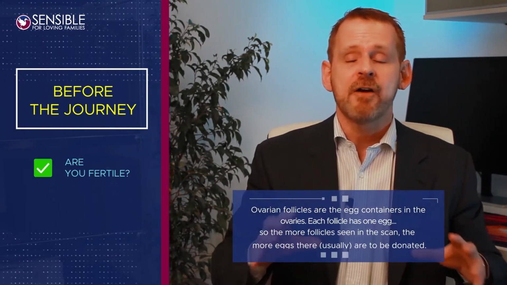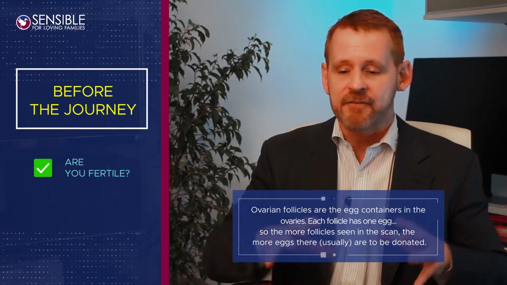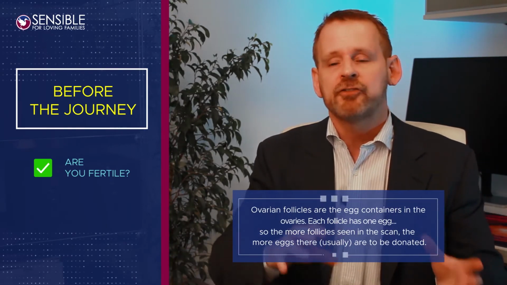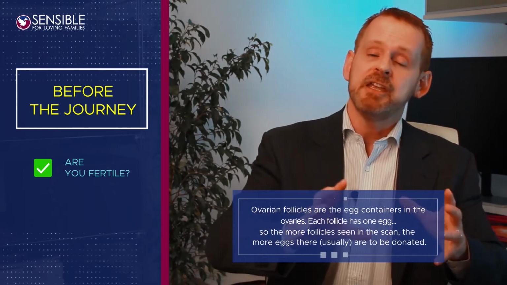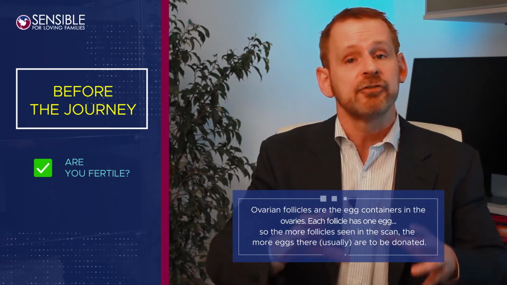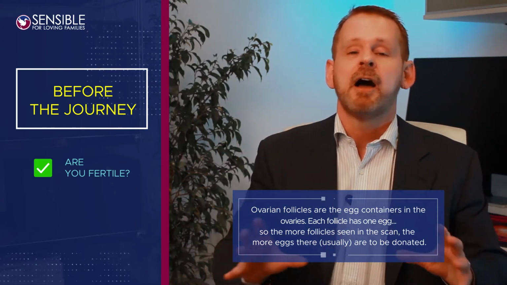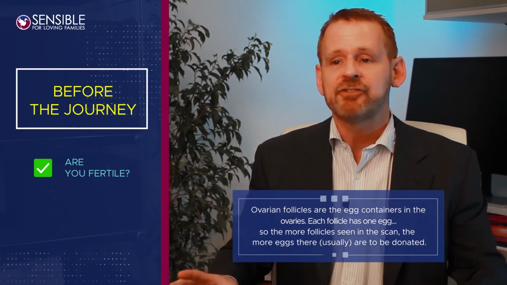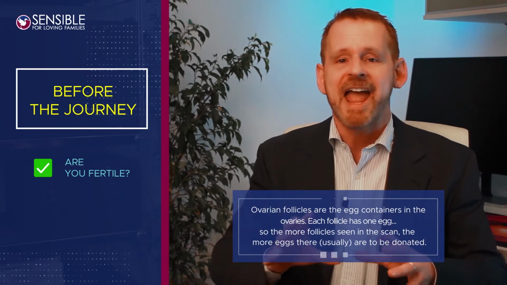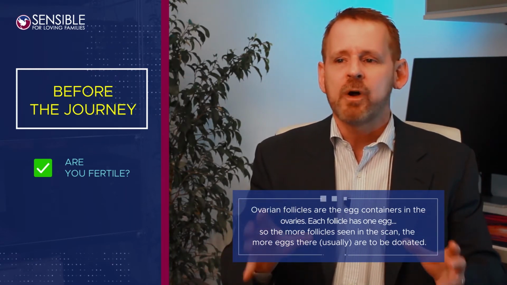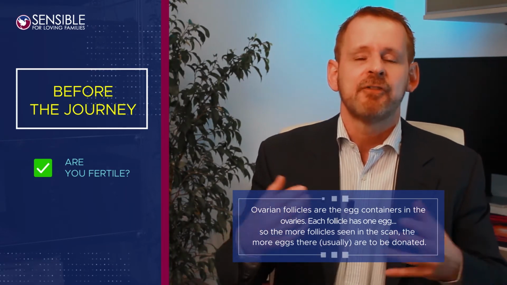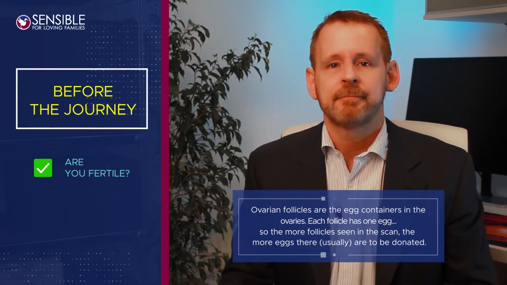We're looking for an AMH of at least 1, but hopefully higher than that, 2, 3, 4, 5, the higher the better. The second requirement for the intended mother is an ovarian ultrasound scan. This is a visible inspection of the ovaries so that we can actually see the eggs and the follicles that are available to be retrieved. This can be done at any time, but it will give us the best indication of how many eggs there are to be retrieved and what kind of success we can expect from the egg retrieval process.